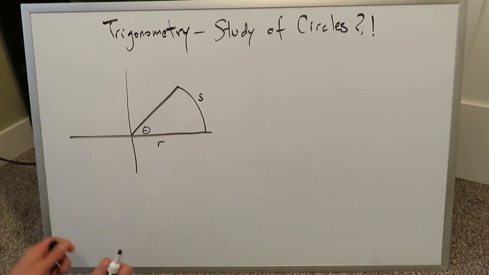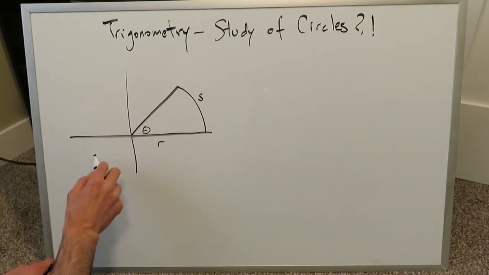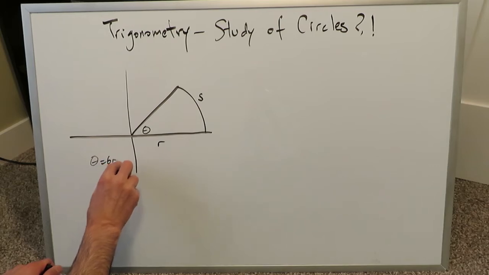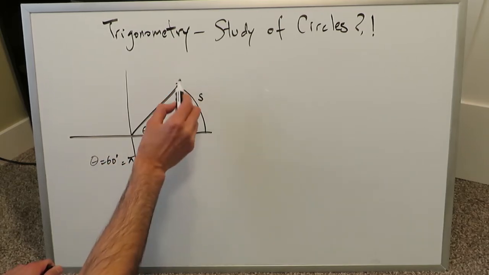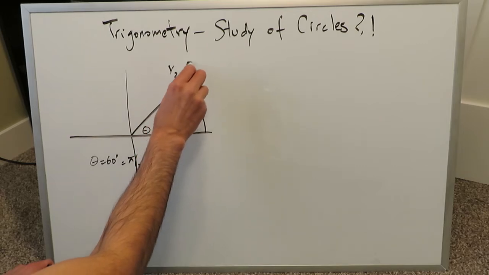Additionally, if you have a representation such as this, you're essentially showing a sector which has a certain arc length defined in terms of the radius and an angle. If again this angle happens to be 60 degrees, or let's just say pi over 3, we've already talked about this point being 1 over 2 comma root 3 over 2.